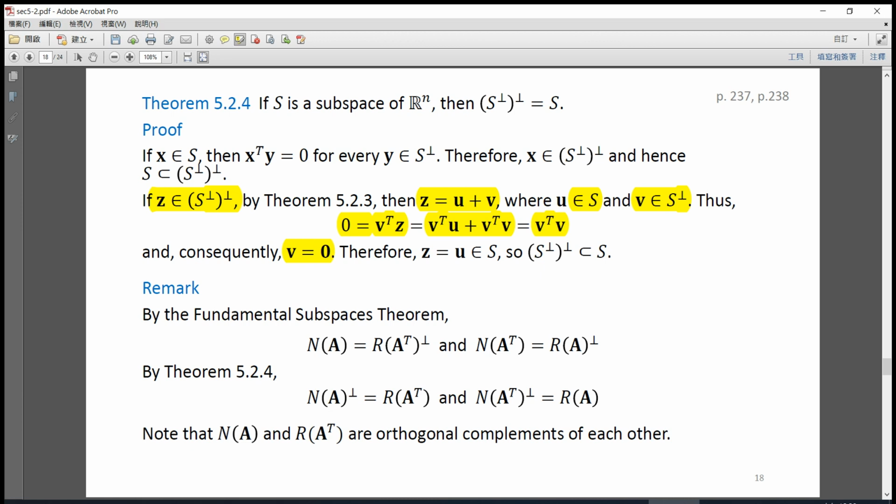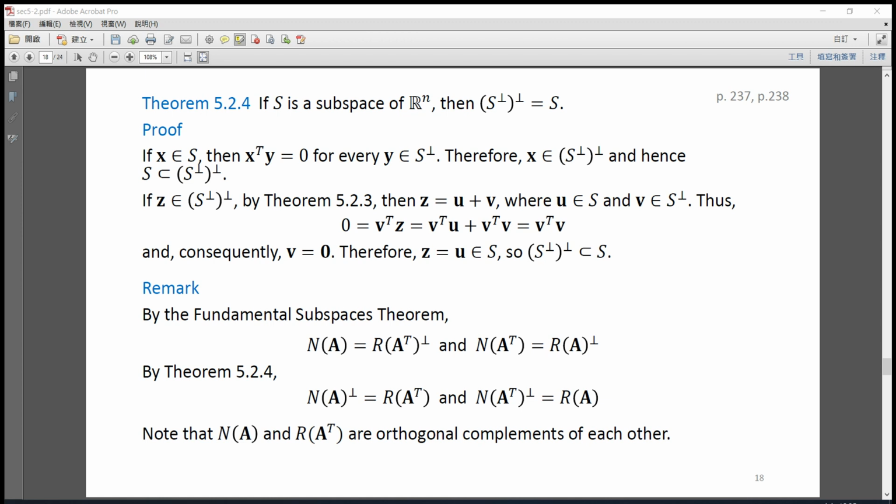Then we know Z equals U plus V equals U, and U belongs to S. Hence, Z must belong to S, and therefore the second inclusion is proved. In view of Theorem 5.2.4, we have the following remark.